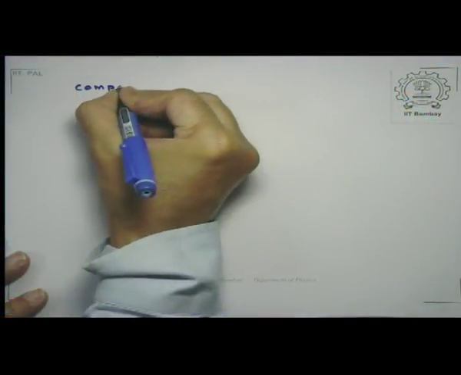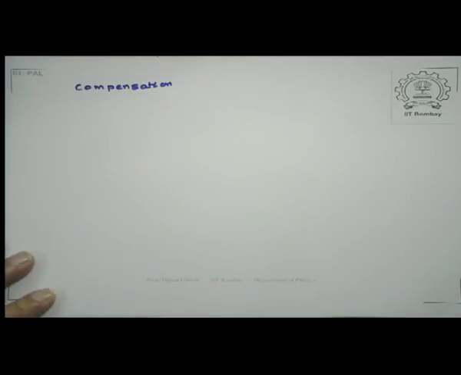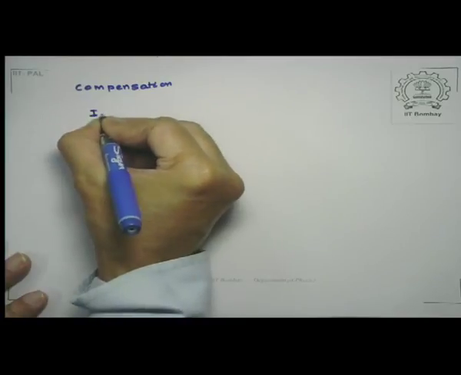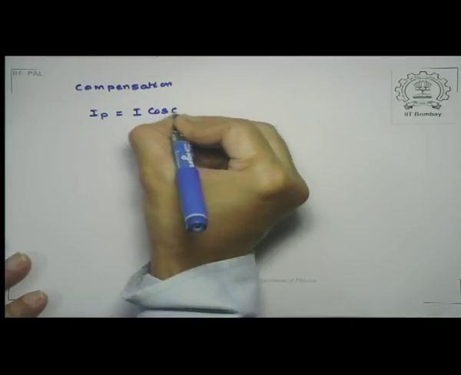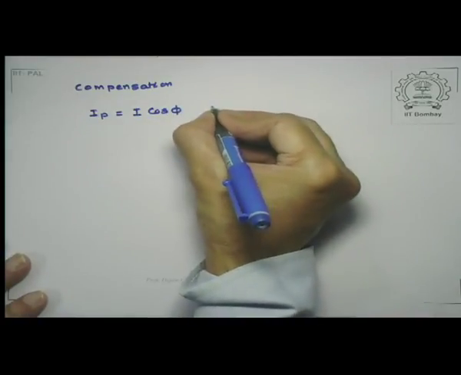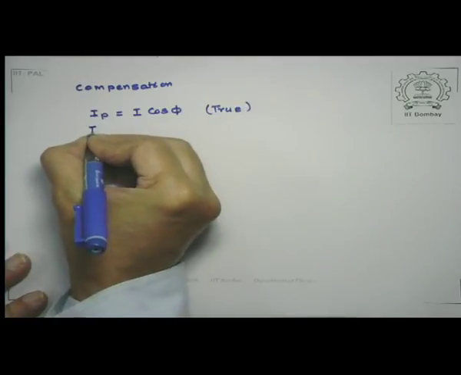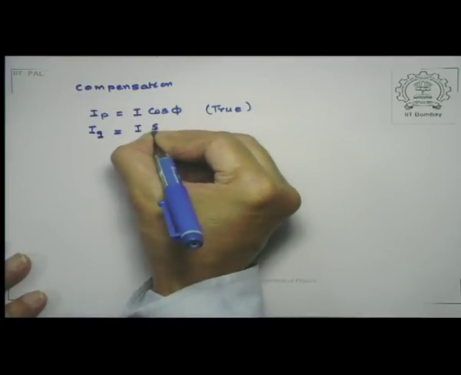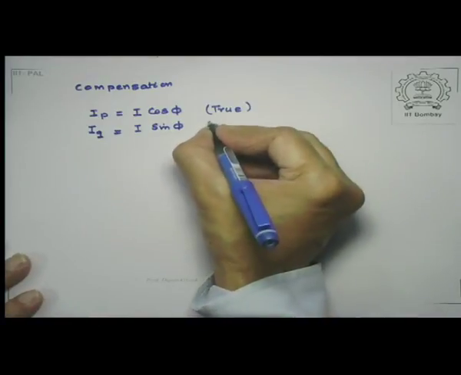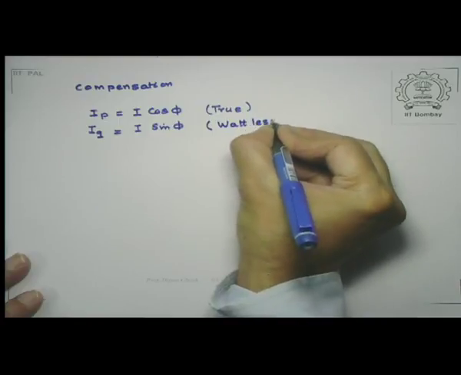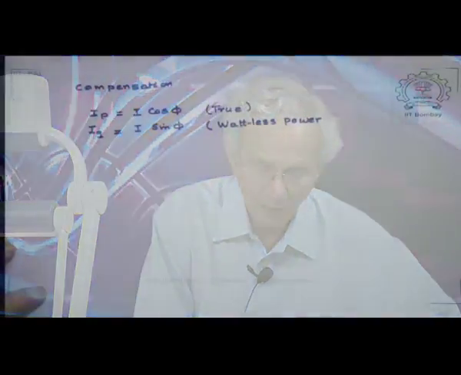Now let us look at how the power compensation takes place. Now what is compensation? So compensation basically is this. Remember we said that my IP, which is the component along the voltage, is the one which supplies true power, whereas let me call this IQ, which is the sin phi component, and this is the reactive power, which is also occasionally called the wattless power. The adjectives true and wattless here refer to the powers that these components correspond to and not to the currents themselves.